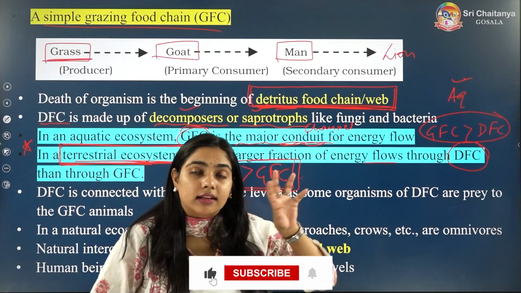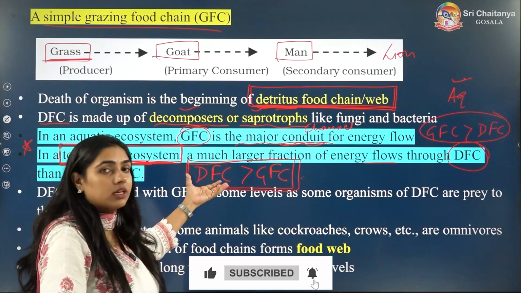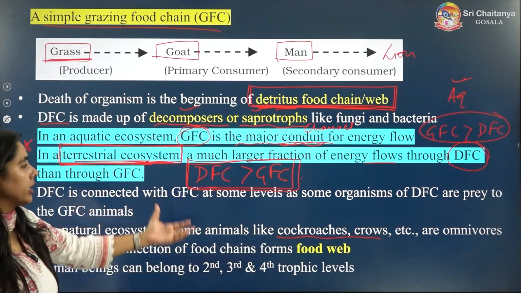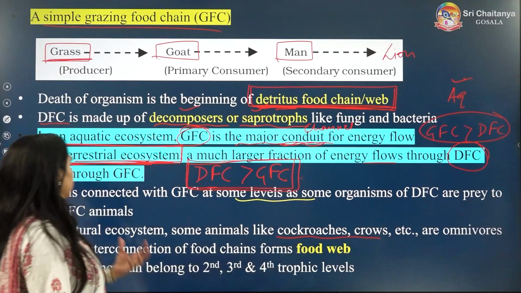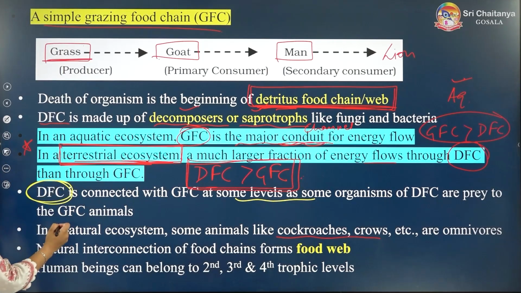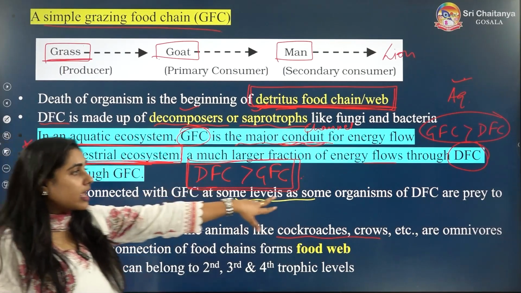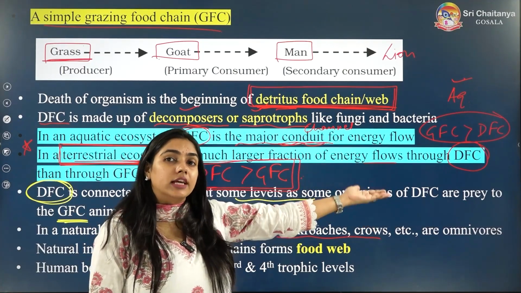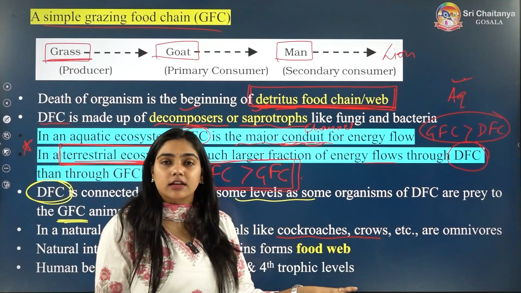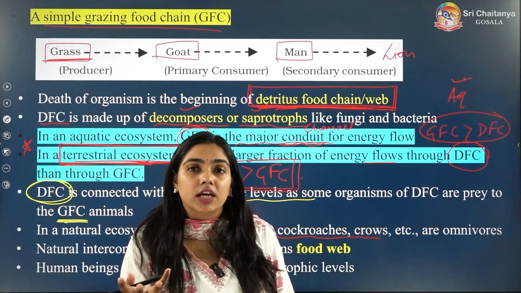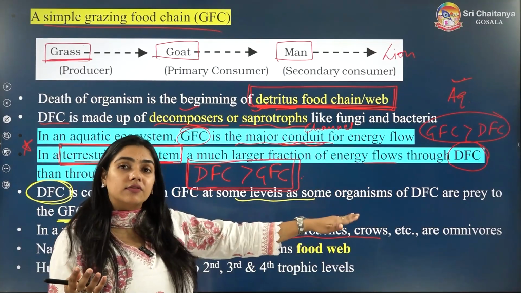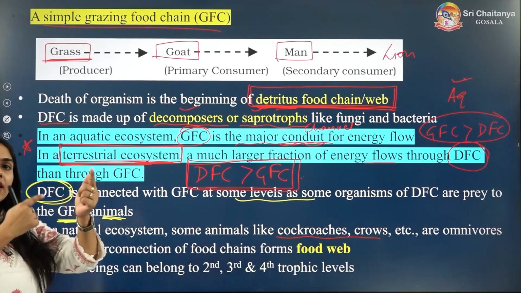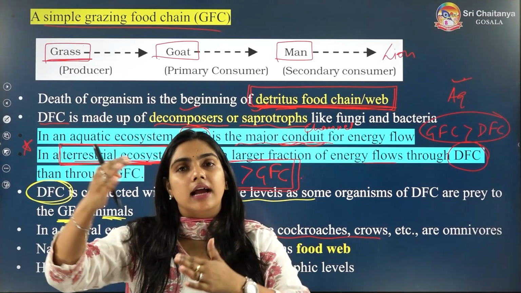And this can be asked directly in the question, and it is given in the NCERT. Now, another point is that at some levels, the DFC can be connected with the GFC, because some organisms of DFC, for example earthworm, can be eaten by an insect, and that insect is a part of GFC. So some organisms of DFC can be prey to GFC animals. So GFC and DFC can be connected at some points.